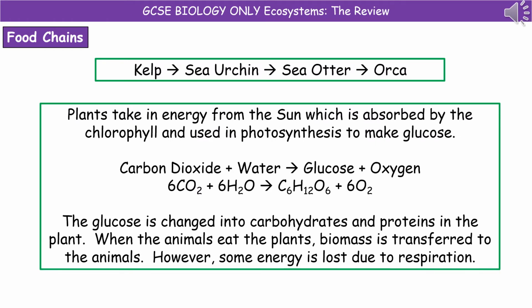Hopefully we remember the key bits about our food chains, that the arrows show the direction the energy is moving. So we go from the producer to the primary consumer to the secondary consumer, etc. Do remember that our plants take in energy from the sun, which is then absorbed by the chlorophyll and used in photosynthesis to make glucose. And a little reminder there about both the word and the balanced symbol equation for photosynthesis.